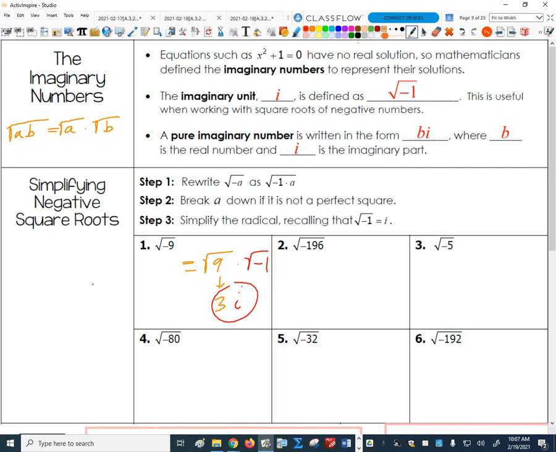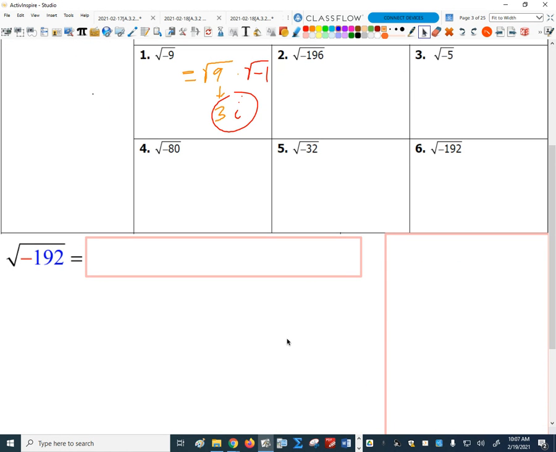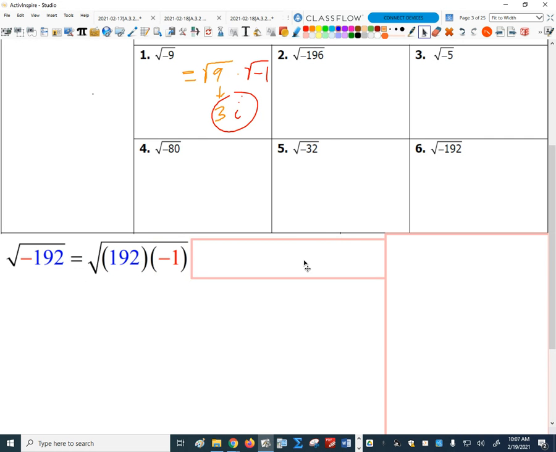Okay, let's take another one, a little more difficult. Let's take the square root of negative 192. What am I going to do with it? I'm just going to break that into the square root of negative 1 times the square root of positive 192, right? And we know what's going to happen to the square root of negative 1. That's just going to become an i. Agreed?